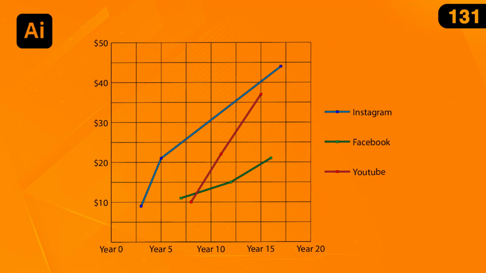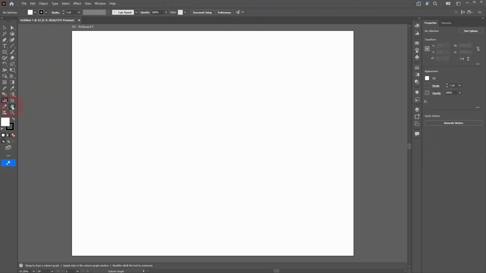And we're back to learning Illustrator in here, day 131. Let me guide you through a simple graph design example. We're going to use the scatter graph right here.